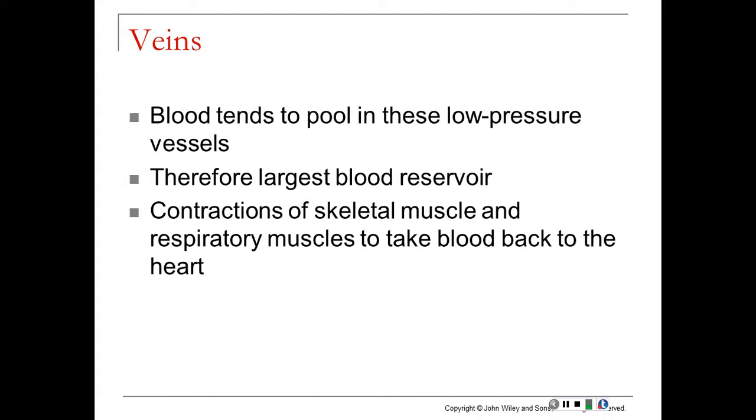In veins, the blood tends to pool because there's lower pressure. So as we mentioned before, this is the largest blood reservoir in your body. The majority of the blood in your body is within your veins at any given time. And there's contraction of smooth muscle as well as respiratory muscles that ultimately help squeeze that blood back into the heart.